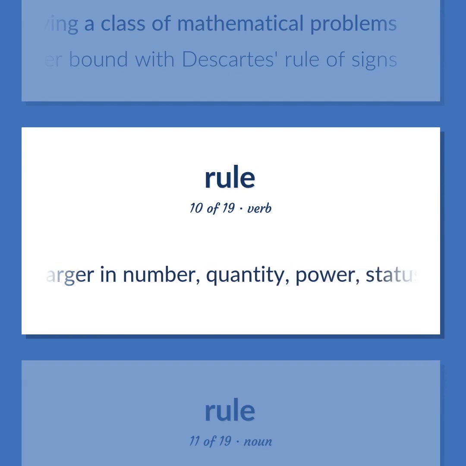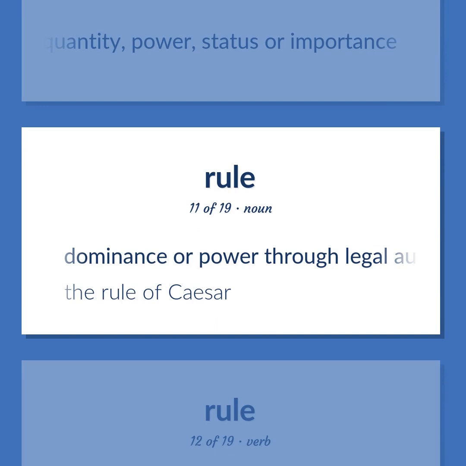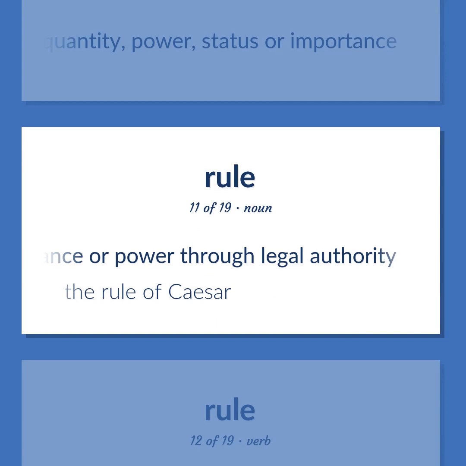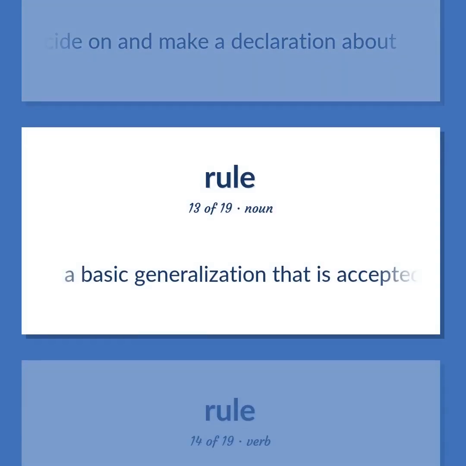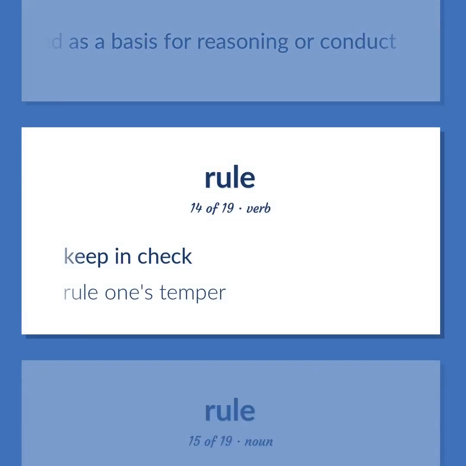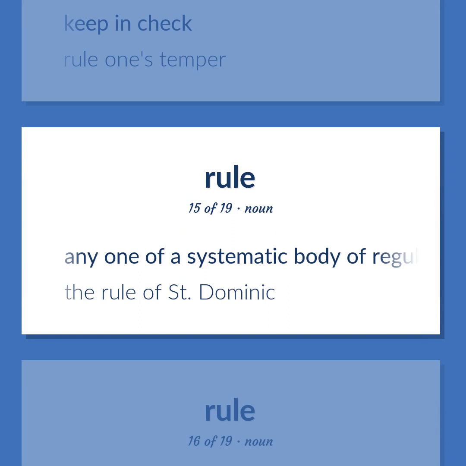Be larger in number, quantity, power, status or importance. Dominance or power through legal authority. The rule of Caesar. Decide on and make a declaration about. A basic generalization that is accepted as true and that can be used as a basis for reasoning or conduct. Keep in check. Rule one's temper. Any one of a systematic body of regulations defining the way of life of members of a religious order. The rule of Saint Dominic.